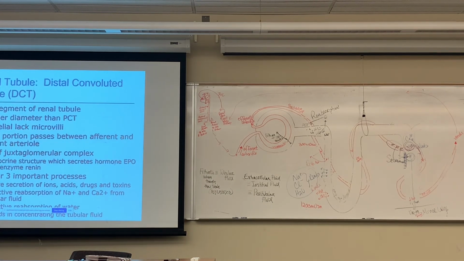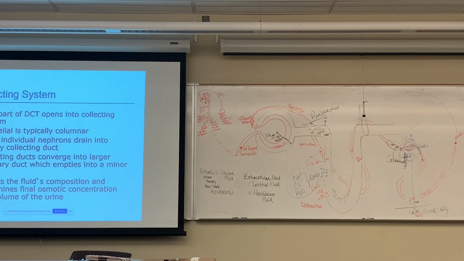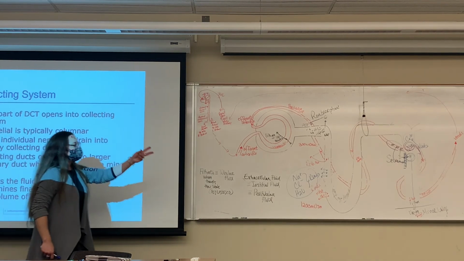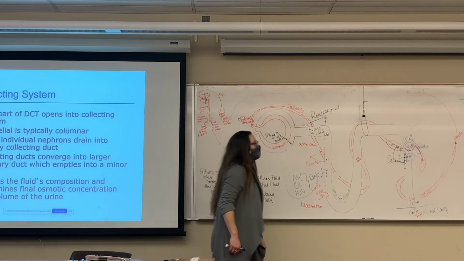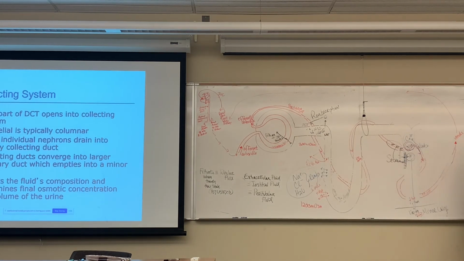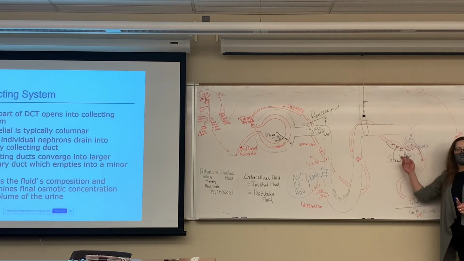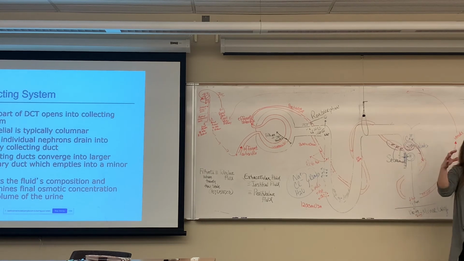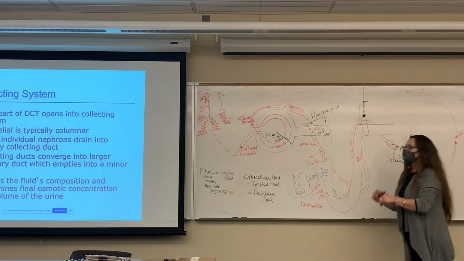Okay. Now, lastly, we're gonna wrap up here in just a couple minutes. The collecting duct, or the collecting system. Typically, if you look at the epithelia, it's simple columnar here. And again, you're gonna see me put the DCT and the collecting duct kind of together, because some of the things that happen at the DCT can also happen at the collecting duct, and vice versa. So I tend to think of these two areas together, but technically they are separate.